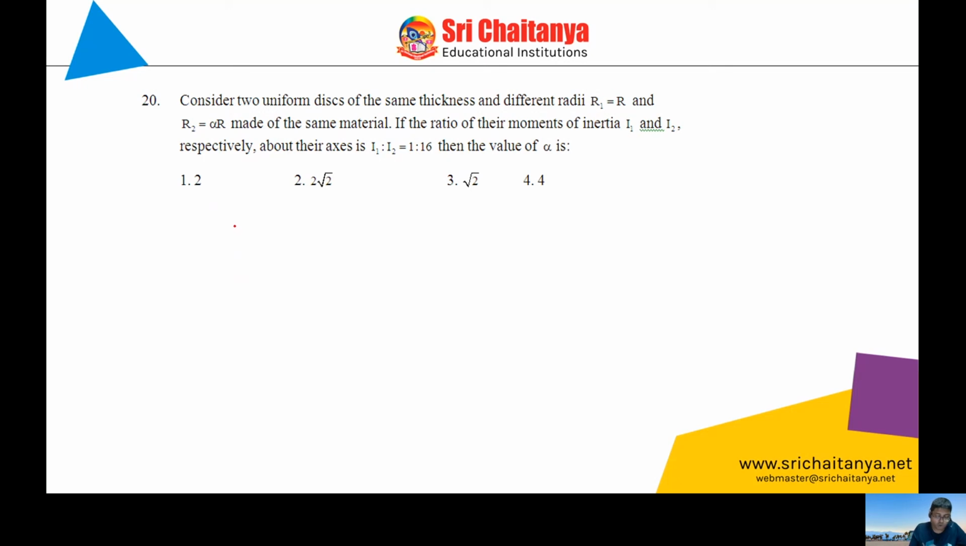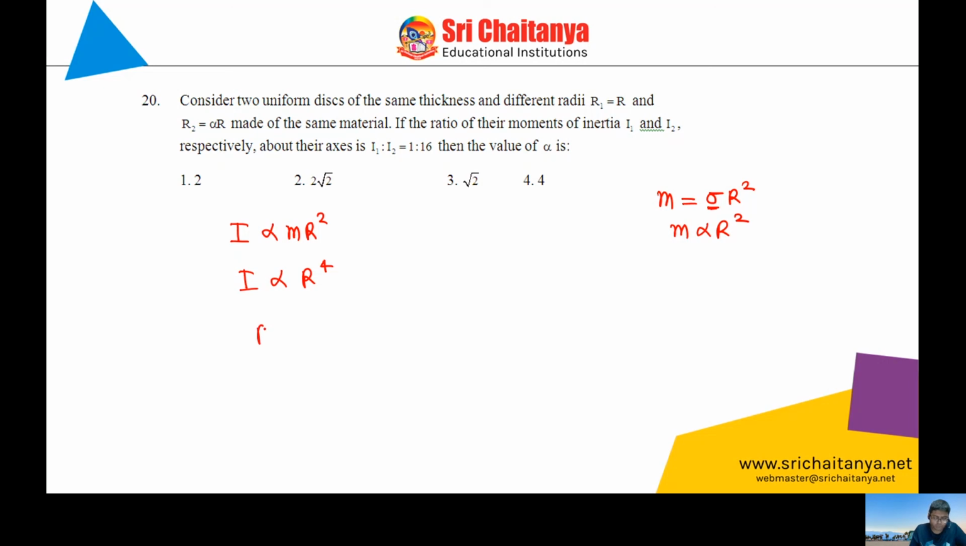We all know that the moment of inertia here will be directly proportional to m times r², where m is the mass and r is the radius. Since they are made of the same material, density will be constant. Since they have the same thickness, m can be written as σr², and σ is the same for both because of same density and same thickness. So m is directly proportional to r². Collectively, you can write that I will be directly proportional to r to the power 4.